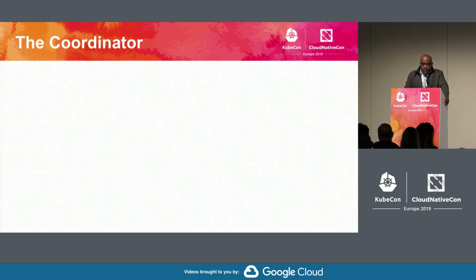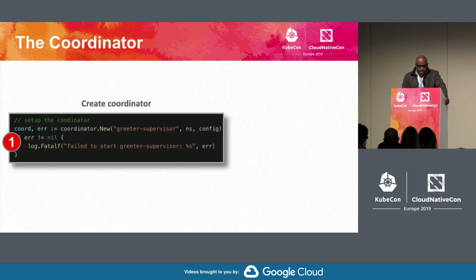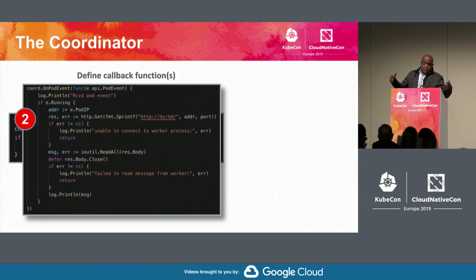So let's take a look at a simple coordinator that launches a worker process, talks to the worker process, and does something with it. They exchange data. Very simple for this 5-minute talk. First, we'll create the coordinator, give it a name, namespace, and a configuration so it can talk to the API server. Next, we set up our callback function that will get triggered when a pod event happens. In this instance, I'm interested in when the pod that I'm going to launch becomes ready, and when it does, I want to talk to my pod via HTTP.